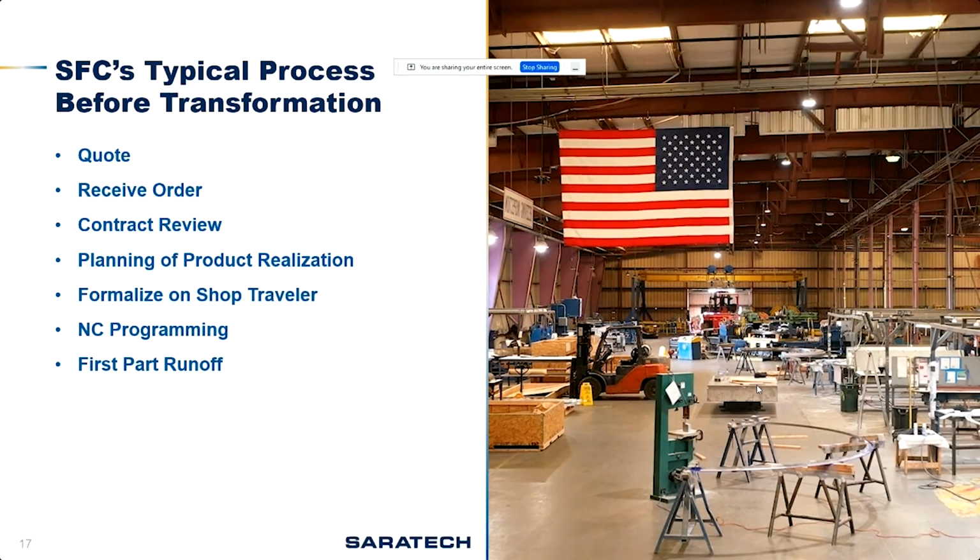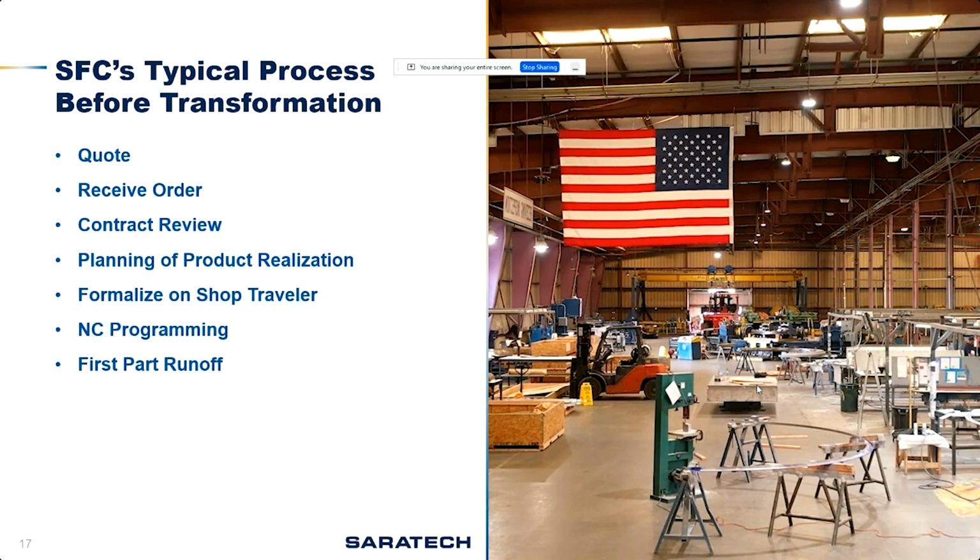I'm sure this is going to look pretty typical to most people. We started with the quote, which we discussed. We always receive a contract in response to that quote. Then you have your contract review process. Planning a product realization, probably one of the most critical elements there is actually defining how you're going to manufacture that product start to finish. And then we formalize that on our shop traveler. We complete our NC programming, which would include any of the tooling fixturing necessary, and then our first part runoff.